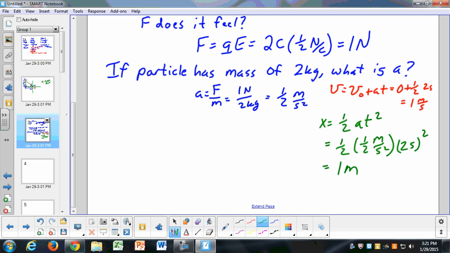All right. So those are sort of basic field questions. Something that you'll see with regards to potential is finding the potential of multiple particles.